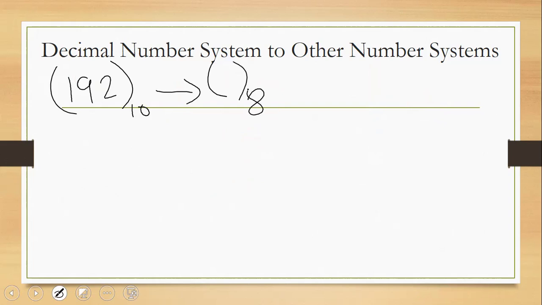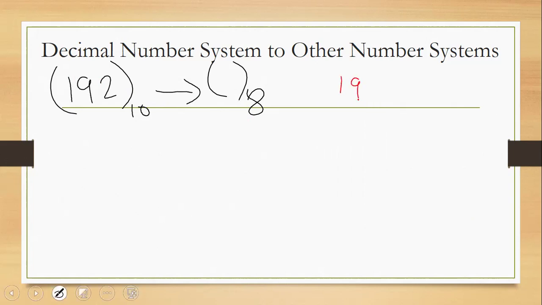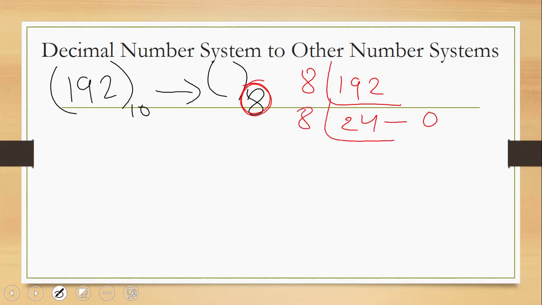Now I am going to the octal number system, so decimal number system to octal number system. Here also the same concept. You need to take the number we are having, 192, and divide it by the radix number 8. So 192 divided by 8 gives 24 and remainder 0. Again divide the 24 by 8, 3, remainder 0.